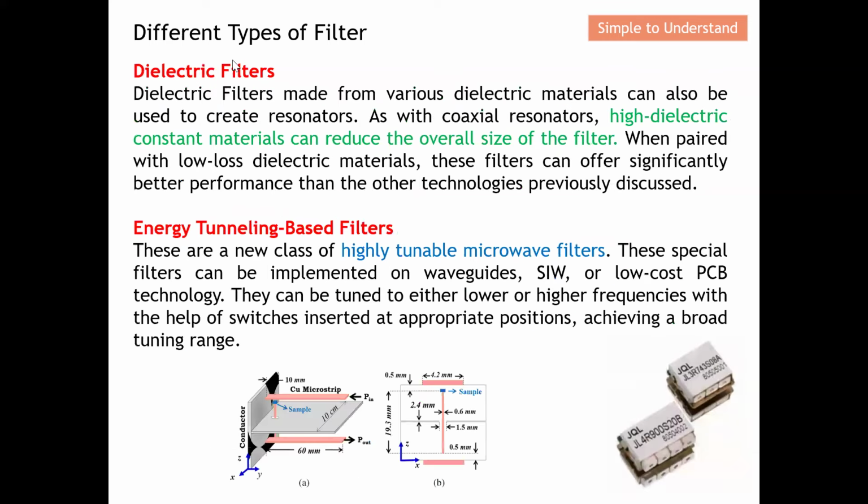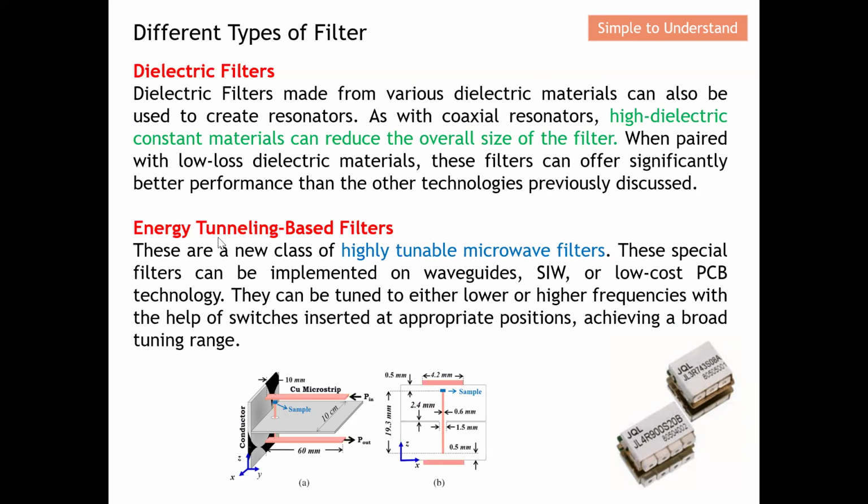Let's move on to the dielectric filter. A dielectric filter is made from various dielectric materials that can also be used to create resonators. As with the coaxial resonator, a high dielectric constant material can reduce the overall size of the filter. When paired with low loss dielectric material, this filter can offer significantly better performance than the other technologies we previously discussed. So this is also a very popular way to design a filter.